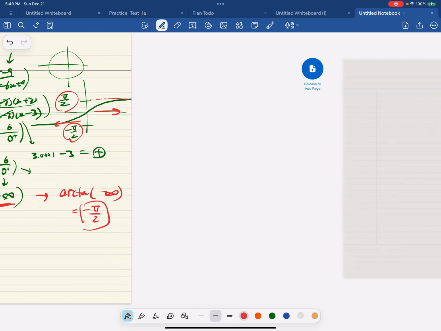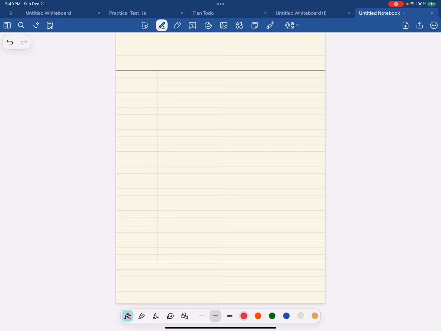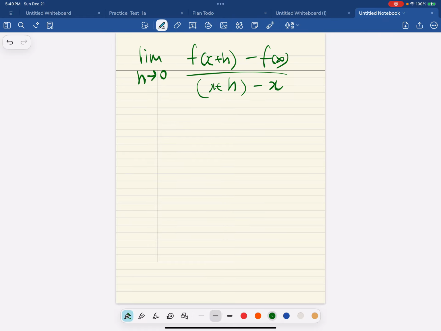Some teachers teach the derivative's definition with limits, which is the limit as h approaches 0 of f of x plus h, take away f of x, divided by x plus h, take away x. This looks like a really confusing notation, which actually simplifies to f of x plus h minus f of x divided by h, because x minus x will just become 0.